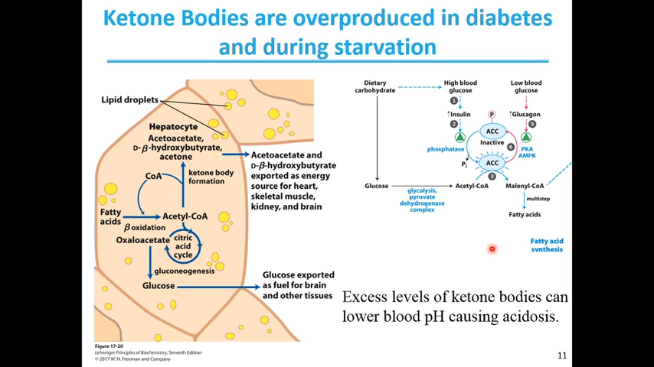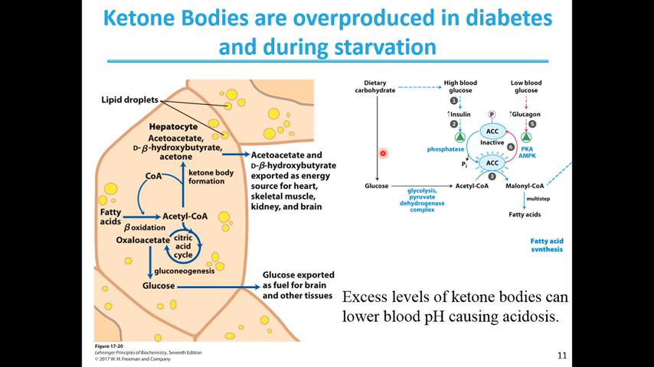Again, more and more acetyl-CoA is formed, and these intermediates are drawn off to make ketone bodies. So ketone bodies are formed during starvation, and ketone bodies are also formed during conditions such as diabetes. Now, this is important. The resulting accumulation of acetyl-CoA, as I said, results in the formation of ketone bodies.